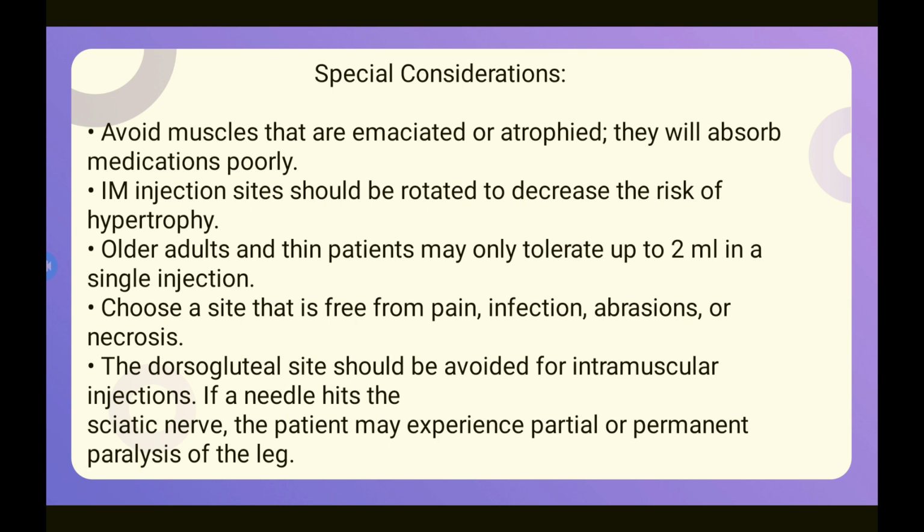Choose a site that is free from pain, infection, abrasions, or necrosis. The dorsogluteal site should be avoided for intramuscular injections. If a needle hits the sciatic nerve, the patient may experience partial or permanent paralysis of the leg.